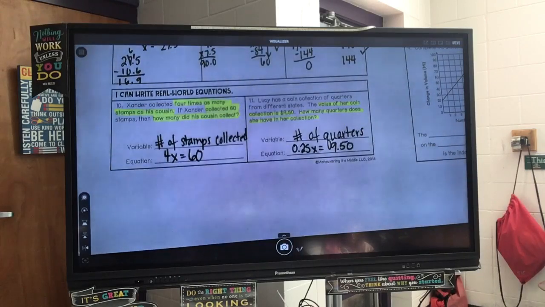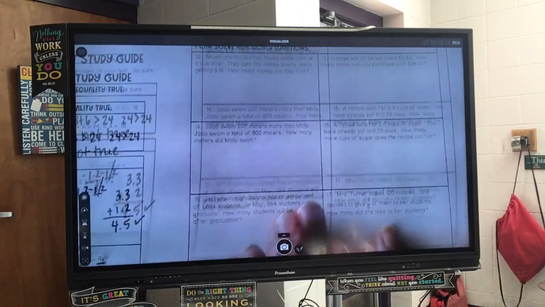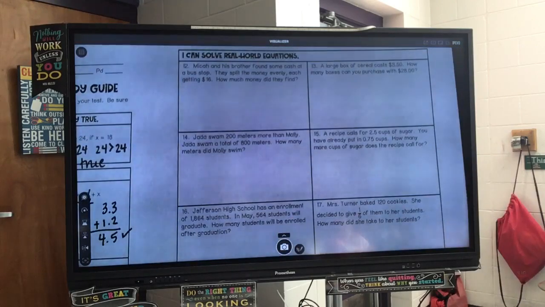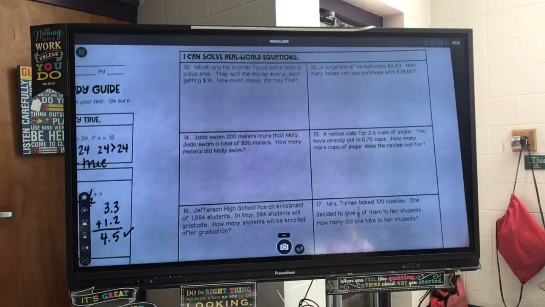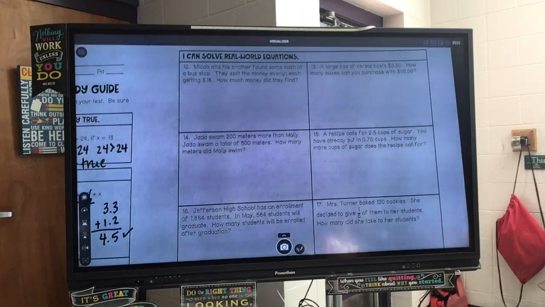Alright, how many of you guys got to number 12? Alright, so at this point, if you did not get to number 12, please make sure that you're annotating, highlighting, completing with us. Alright, so 12 through 17 says I can solve real world equations. So number 12, we're going to annotate, then we're going to solve it. It says, Mike and his brother found some cash at a bus stop. They split the money evenly, each getting $16. How much did they find?